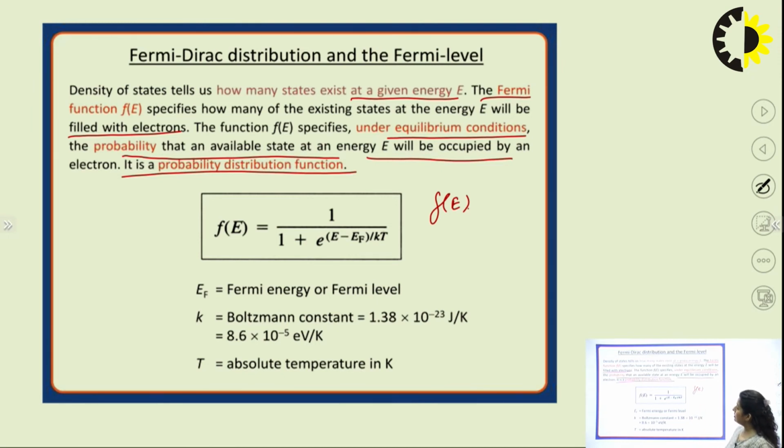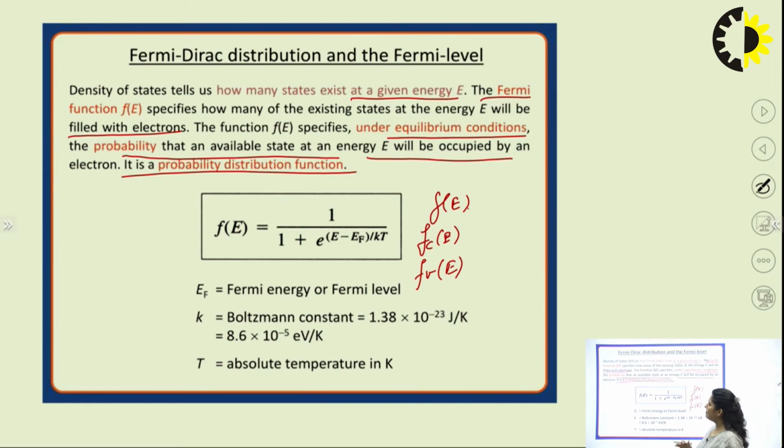For the conduction band and for the valence band, the equation will change. For the conduction band it has the F of E notation, and for the valence band it has the F of E notation too. For the conduction band it is Ec minus Ef, because Ec is above the Ef, and for the valence band it is Ef minus Ev, so it is (Ef minus Ev) by kT. So these are the two relationships for the Fermi level, for the conduction band and the valence band.